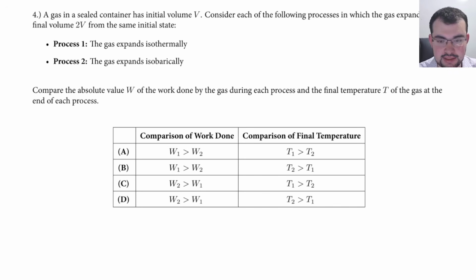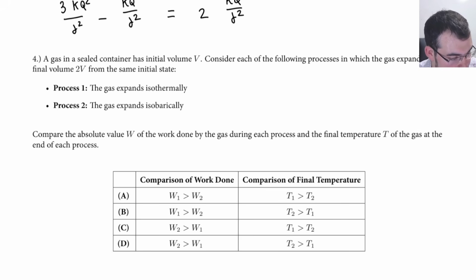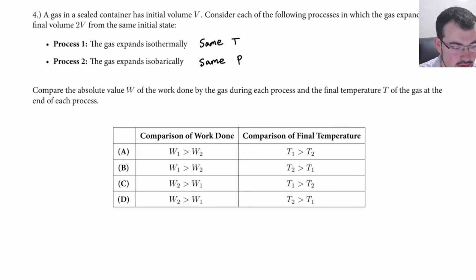All right, gas in a sealed container has initial volume V. Consider each of the following processes in which we expand the gas to a volume 2V from the same state. So we either expand the gas isothermally or we expand the gas isobarically. We want to compare the temperature in each case and the work done by the gas as expansion occurs. Now, anytime you see the iso words, we should definitely say what they are. So isothermal is same T. Isobaric is same P. That's important to note.